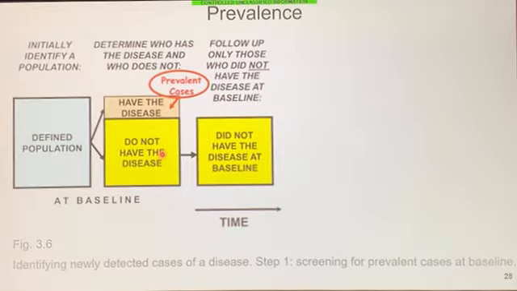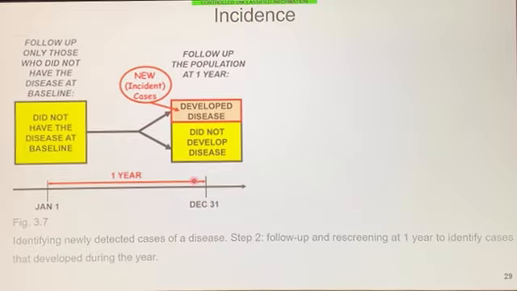Then what you do is you look at the group that does not have the disease and you look at them over a period of time. In this example, 1 year. There are some studies that do 10 years, 15, even 20 years. And then they look for the people who develop the disease and those that did not have it at baseline. And this is incidence. So prevalence is at one snapshot in time, and incidence is those who develop the disease over time.